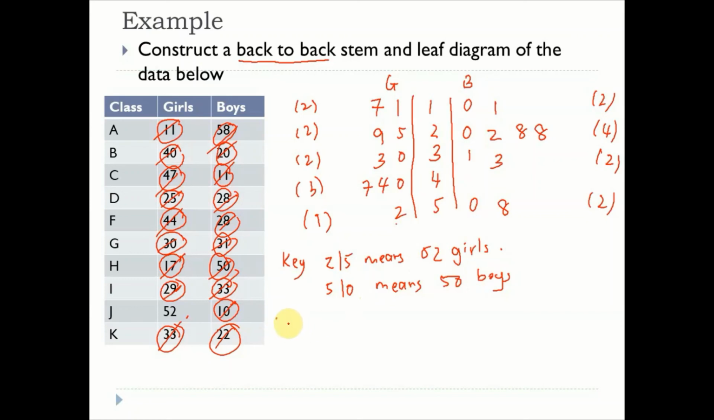Ataupun another way to write your key is you do key. So ni first method, ni second method correct. You put gabung dia terus. So I put 250. Ambil ni 250 means 52 girls and 50 boys. So this is you punya back to back stem and leaf.